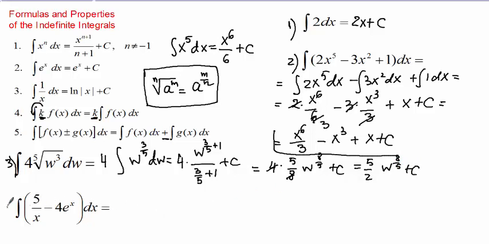And finally, the fourth example of the video. The integral of 5 over x minus 4e to the x. So I will split into integrals and the 5 moves across the integral sign. The integral of 1 over x, as per property number 3, is the natural logarithm of the absolute value of x. The 4 is out of the integral sign, so it's 4 times the integral of e to the x, plus c.